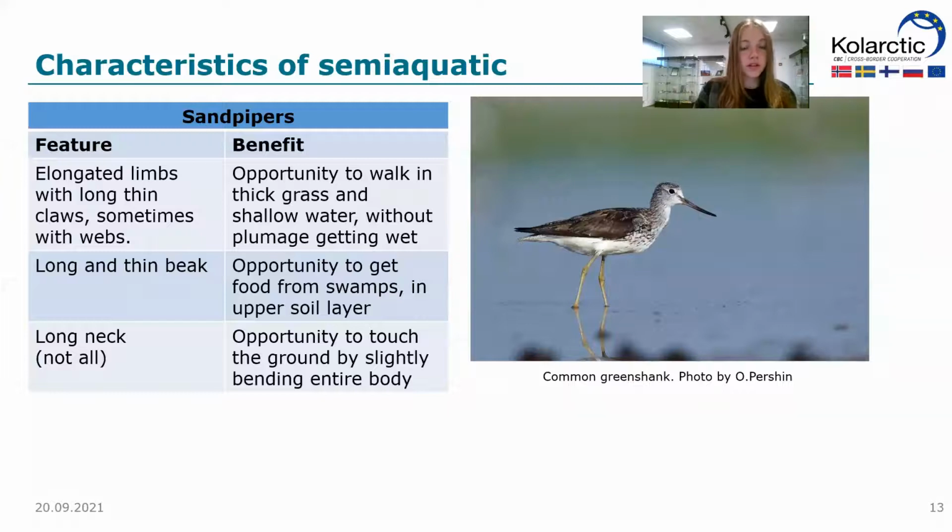In contrast to aquatic birds, semi-aquatic birds don't have uropygial glands, but they have elongated limbs with long thin claws and a long neck. It gives them the opportunity to walk in thick grass in shallow water, and to get food from swamps in the upper soil layer without getting too wet.